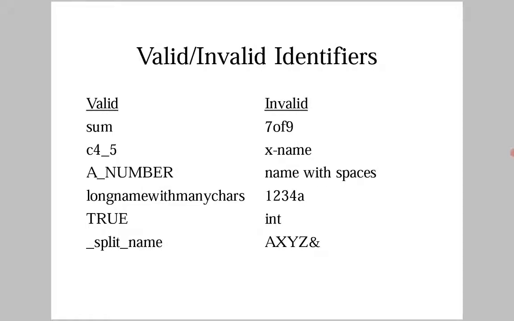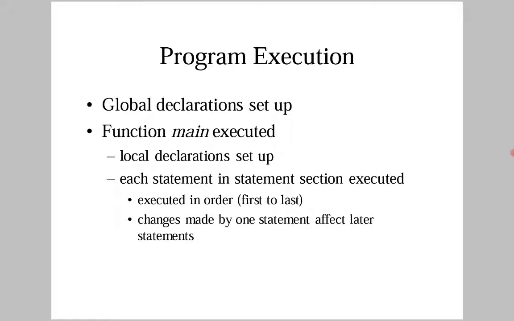Next is valid and invalid identifiers. What are valid and invalid identifiers? Valid identifiers are some of these, like a number. Invalid identifiers are these. So, program execution. What is program execution?